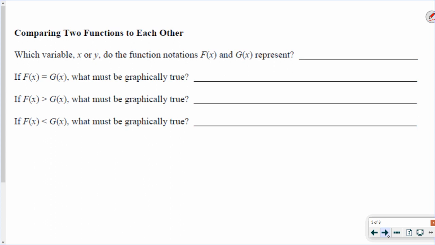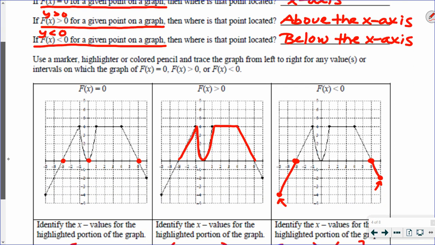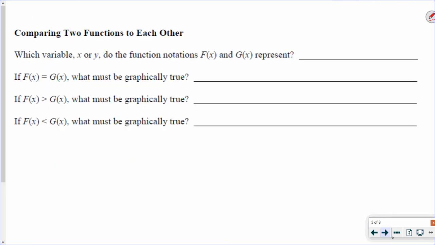All right, and then sometimes we might compare 2 functions to each other. Okay, when we compare 2 functions to each other, which variable, x or y, do the function notations f of x and g of x represent? And again, the answer is y.